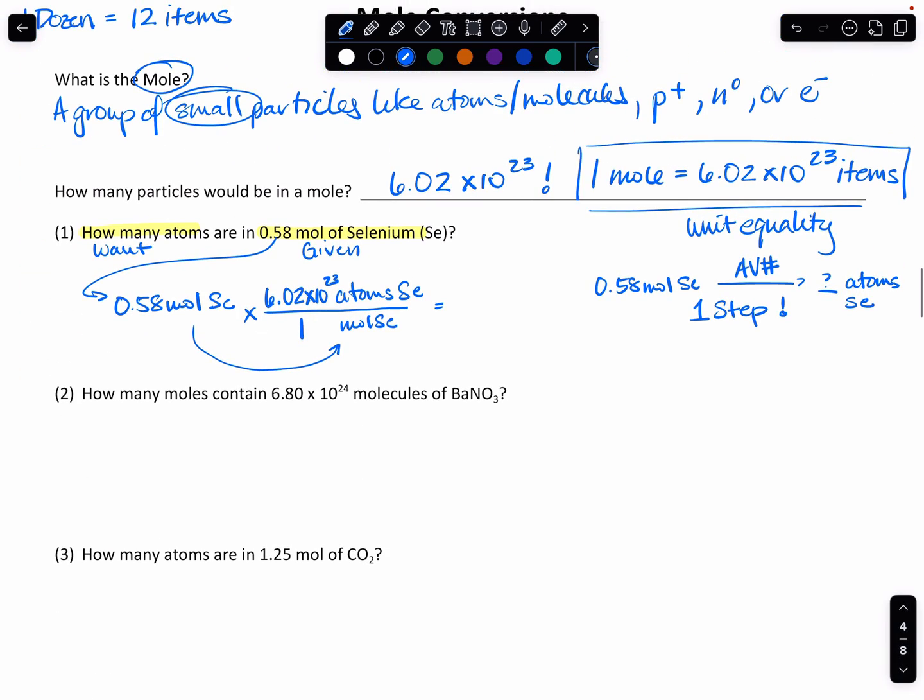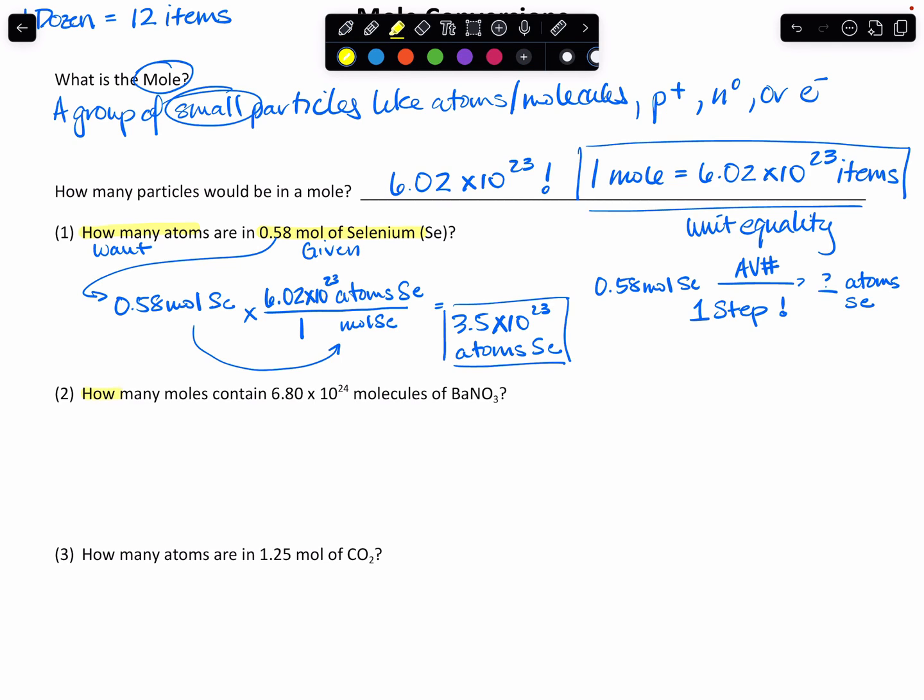All right, so if I type 0.58 in my calculator and multiply that by 6.02 times 10 to the 23rd, I'm going to get 3.5 times 10 to the 23rd. And this is going to be atoms of selenium. So 0.58 moles of selenium contains 3.5 times 10 to the 23rd atoms of selenium. All right, let's try another one.